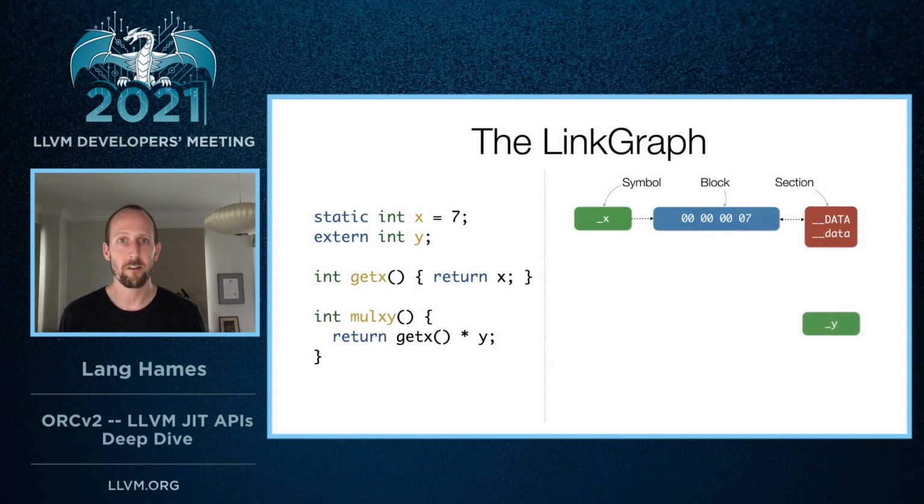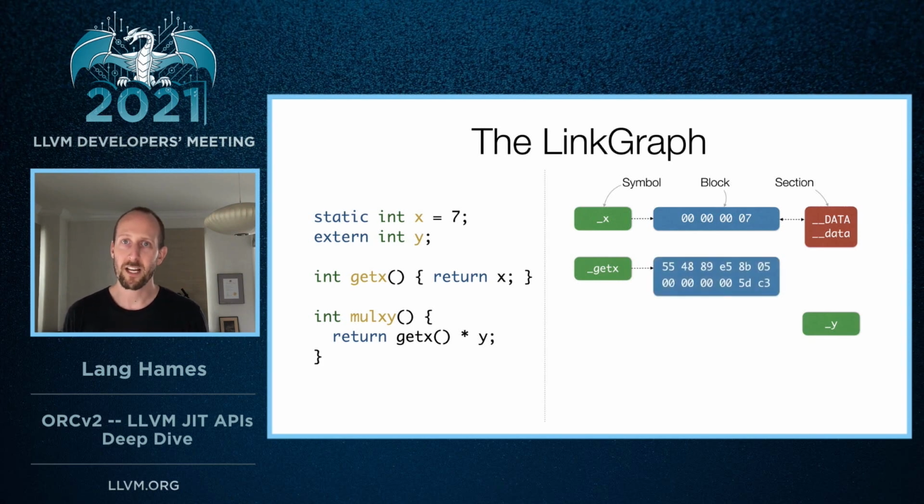Next up, we've got an external variable y, so we introduce a symbol node for it, but it's not defined in this graph, so there's no block node and there's no section. We've got the getX function, so we have a getX symbol node. We have a block for that, which contains the unrelocated machine code for the function getX. This is x86 machine code, so we can see that instruction string. This is a function, so it's part of the text section.